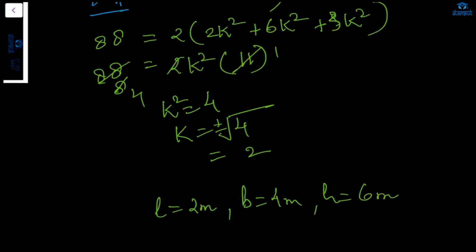Or you can say the dimensions are 2m, 4m and 6m, because it is not mentioned which is length, breadth and height. We have just assumed that length is this, breadth is this, height is this. Any doubt in this? Arham, do you have any doubt?